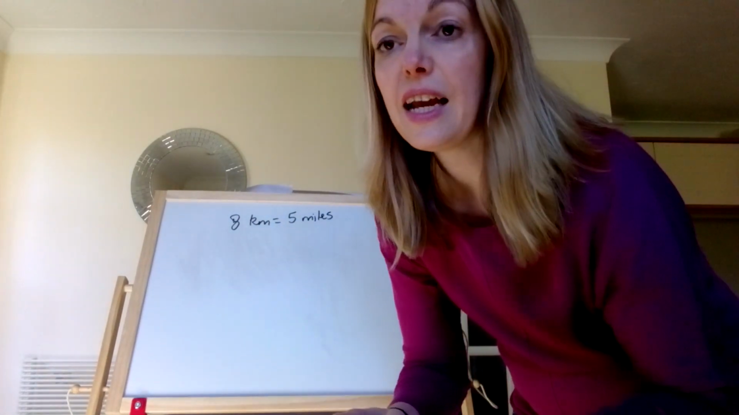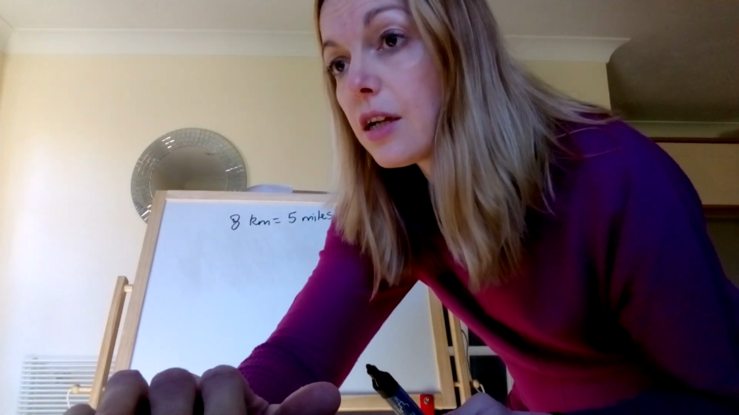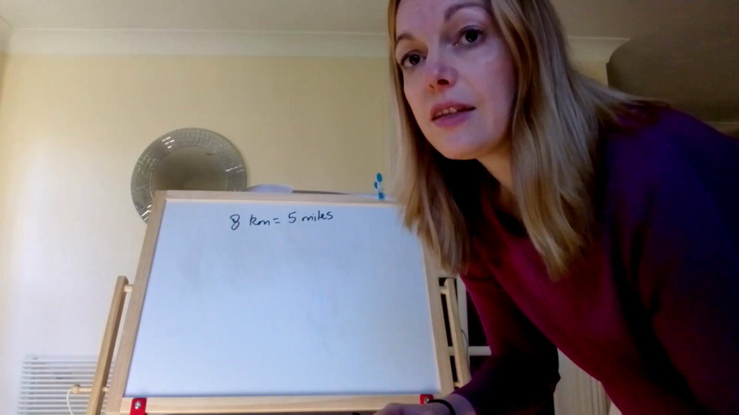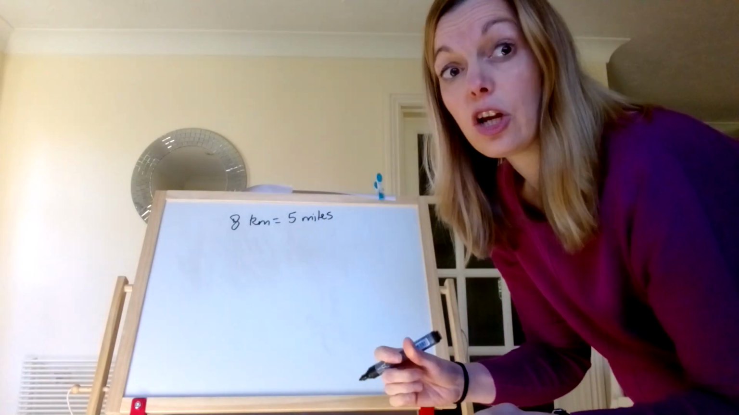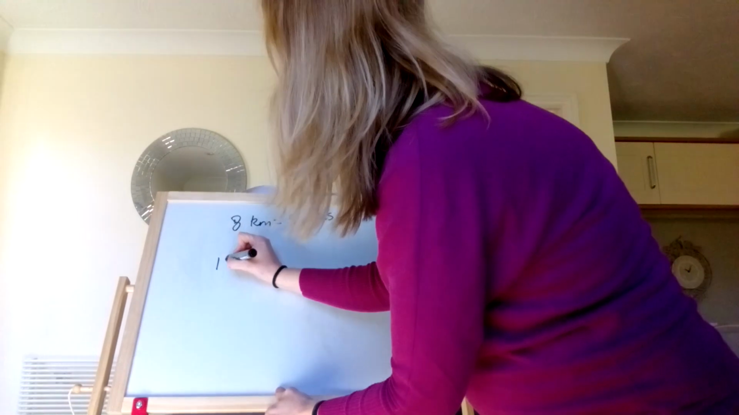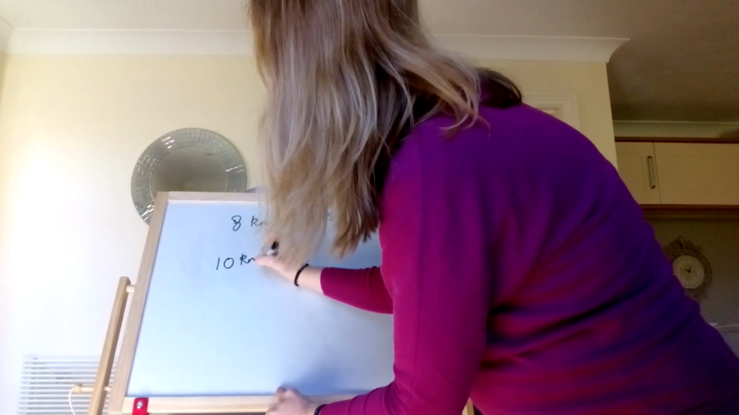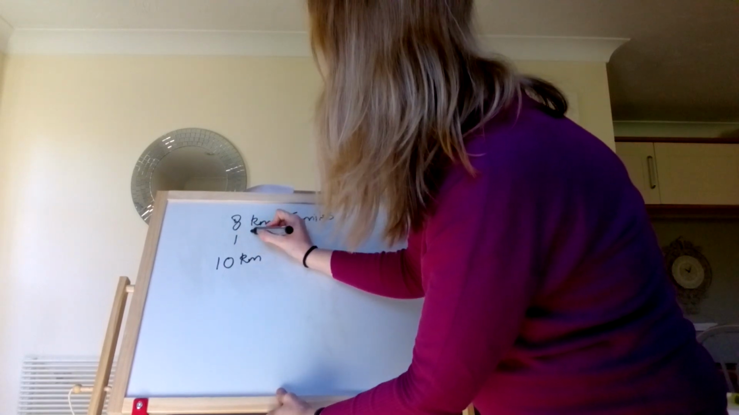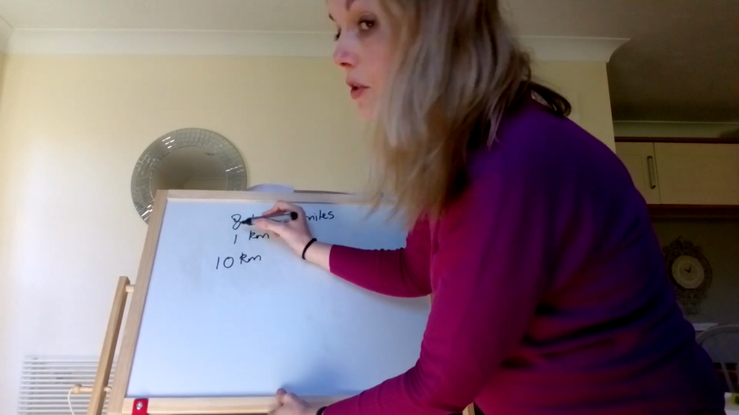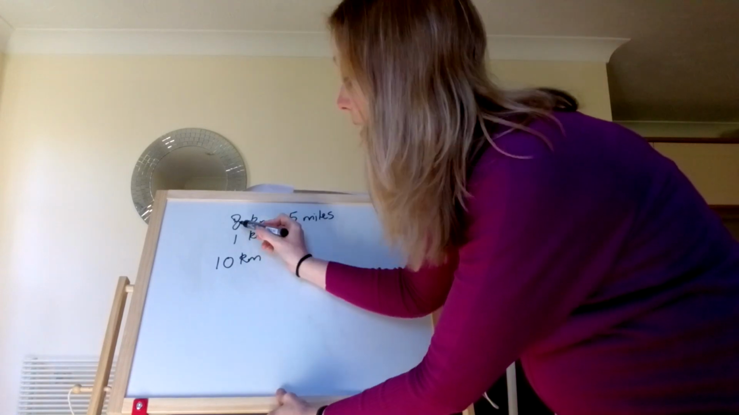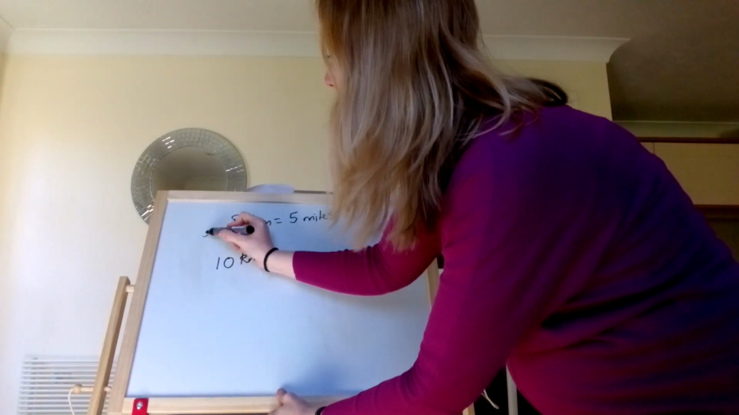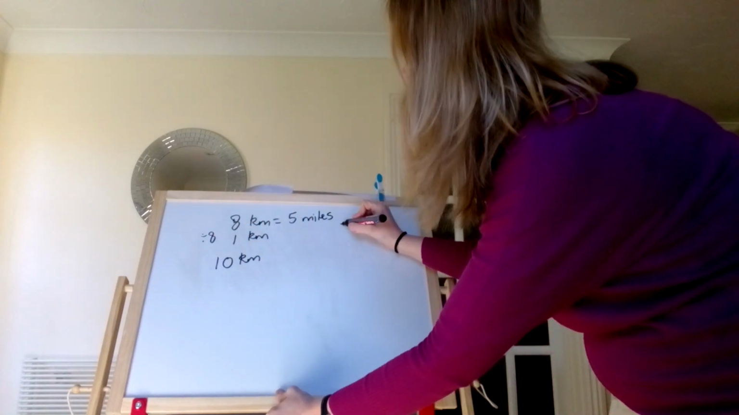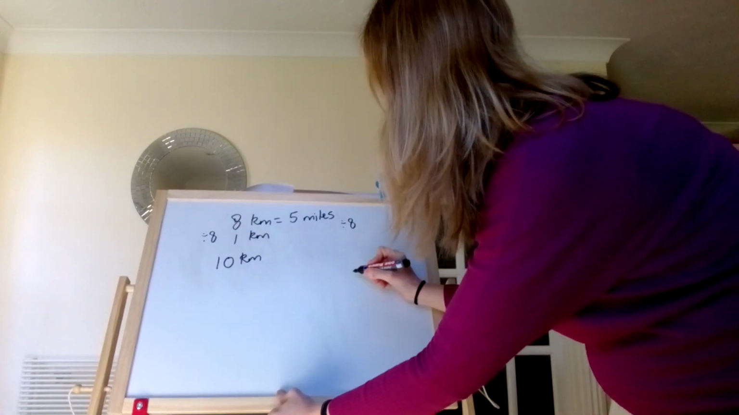Now, if it says, what about if it said, how many miles are there in 10 kilometres? I'd be looking to do exactly the same thing. I'd be looking to work out what 1 kilometre equals. Now, to get from 8 kilometres to 1 kilometre, I'm making that number 8 times smaller. I'm dividing it by 8. So if I've divided that side by 8, I've got to divide this side by 8.